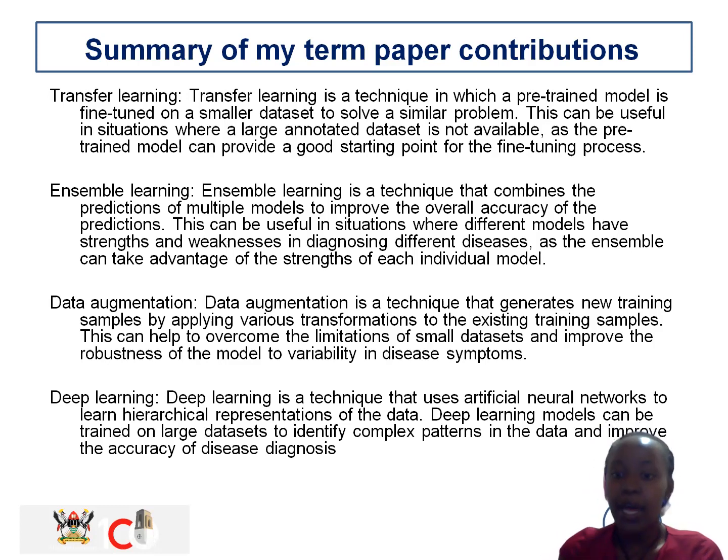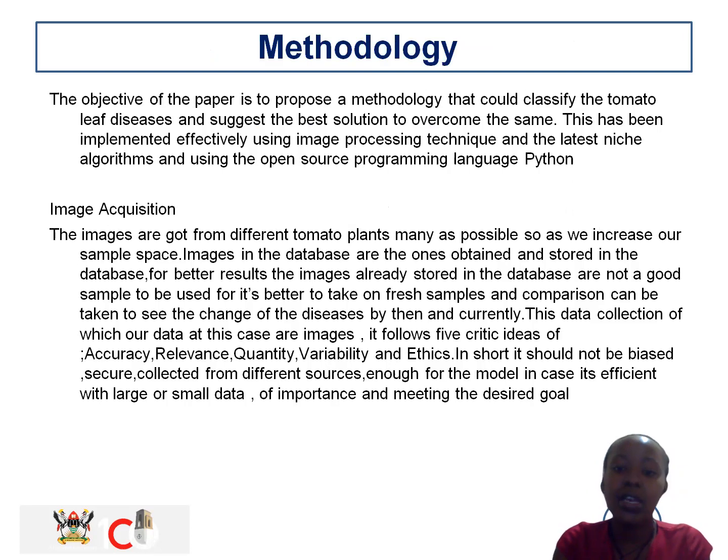Then deep learning is a technique that uses artificial neural networks to learn hierarchical representations of data. Deep learning models can be trained on a large data set to identify complex patterns. Like in cases where models are leaving out some patterns, you can use deep learning to identify those insignificant constraints.